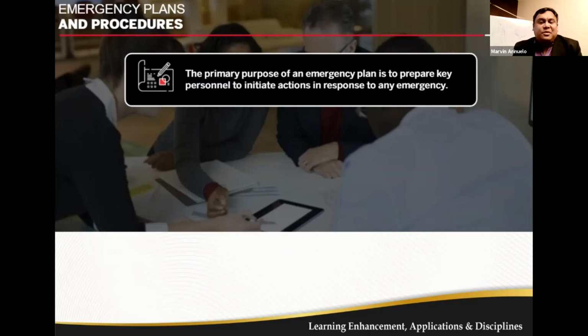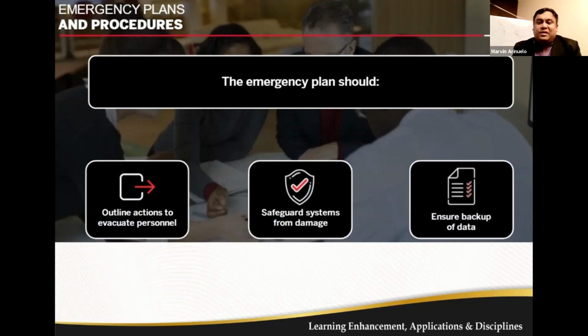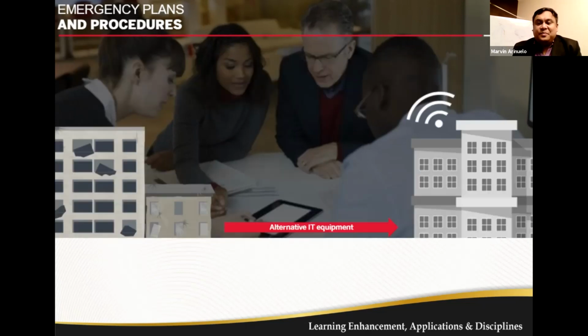The primary purpose of an emergency plan is to prepare key personnel to initiate action in case of emergency, for example power failure, severe weather conditions, tornado, flood, earthquake, and so on. The emergency plan should outline actions to evacuate the personnel, safeguard the system from further damage, and contain provisions to ensure that backup copies of data are available in case damage occurs.